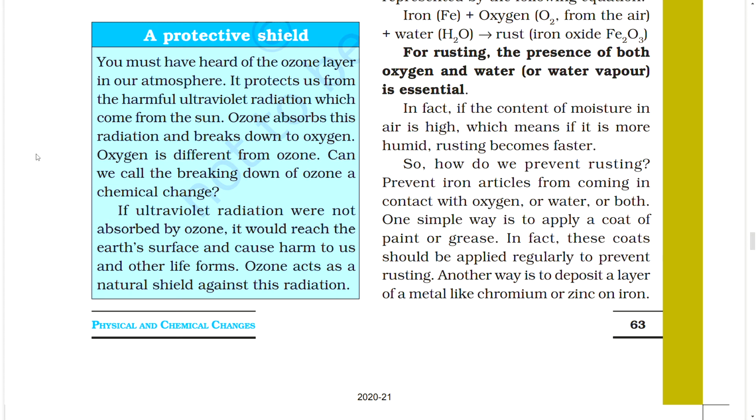One simple way is to apply a coat of paint or grease. In fact, this coat should be applied regularly to prevent rusting. Another way is to deposit a layer of a metal like chromium or zinc on it. Chromium or zinc on iron.